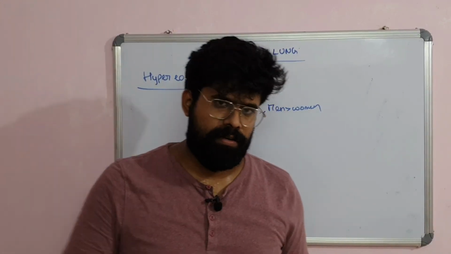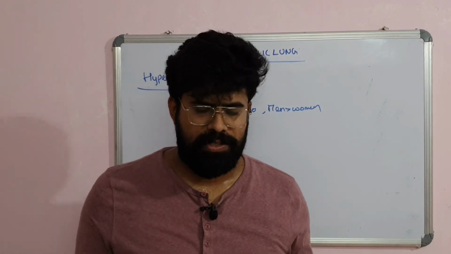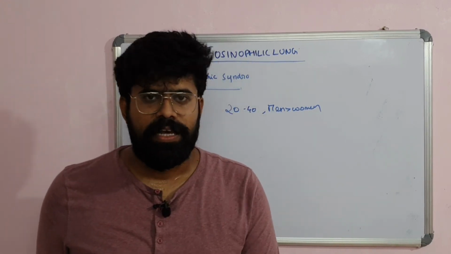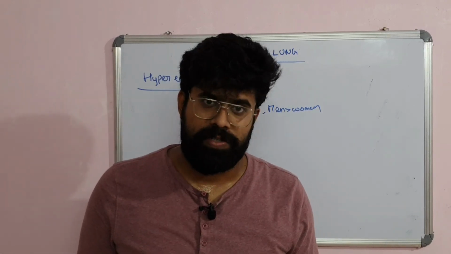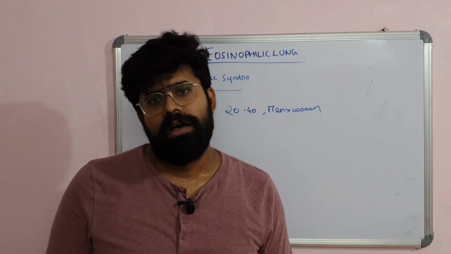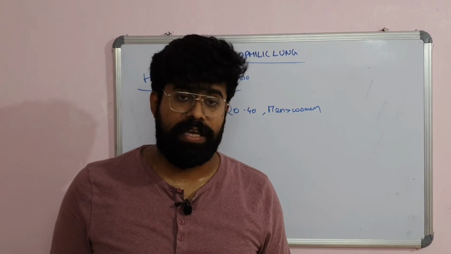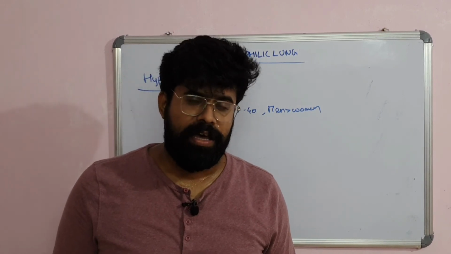So the treatment, we treat hypereosinophilic syndromes with, as usual, steroids as first line. If the steroids are not responding, you can try interferons or cyclosporine. Interleukin 5 antagonists, mepolizumab, can also be tried in refractory cases.